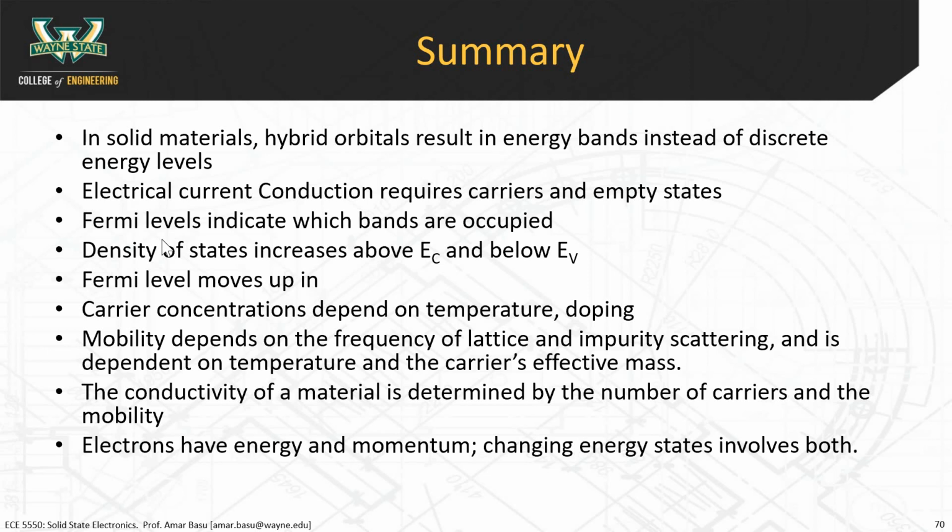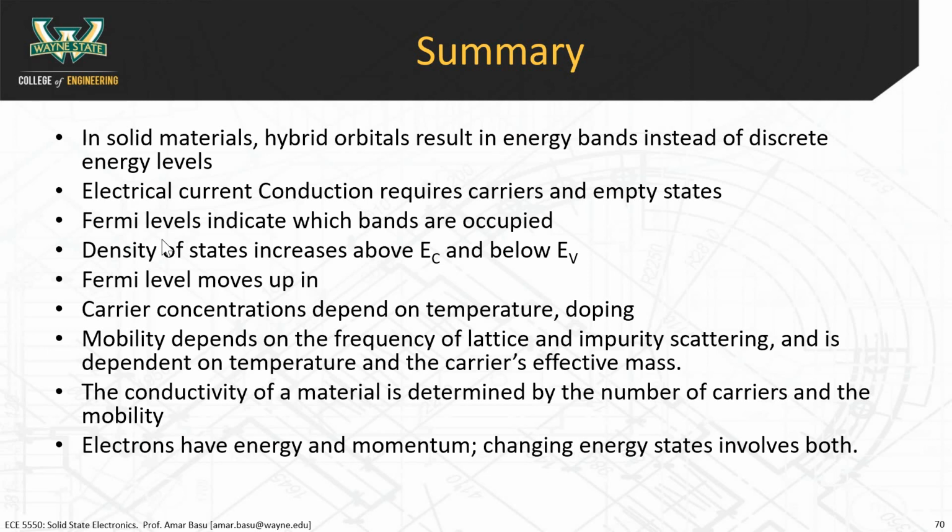Does anyone remember what the difference between lattice and impurity scattering was? The thermal vibration. Lattice scattering is thermal vibration, that's correct. Impurity scattering is when we dope the silicon with something like arsenic. That's correct. When you dope the silicon with a dopant, it leaves back a charged ion, and that charged ion is what causes the electron to deflect. So there are two different reasons.